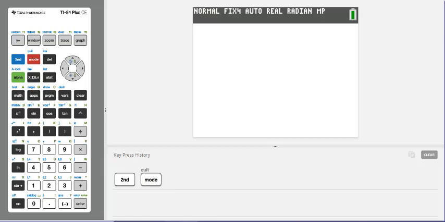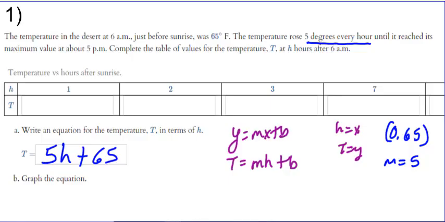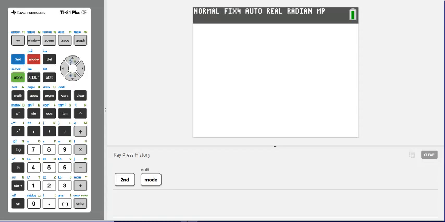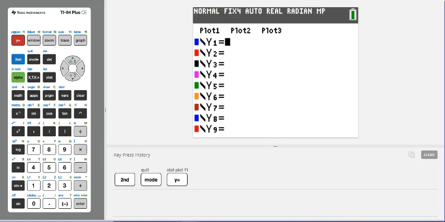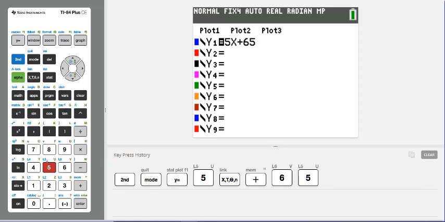So let's look back. It's 5h plus 65. So what we want to do is type that into our calculator. We're going to go to y equals, and that's where we put in any equation that we're going to evaluate. So here's 5, and then I'm going to hit this button up here, X, T, theta, n. What that does is it gives me the variable x. That's going to be my inputs. Plus 65.